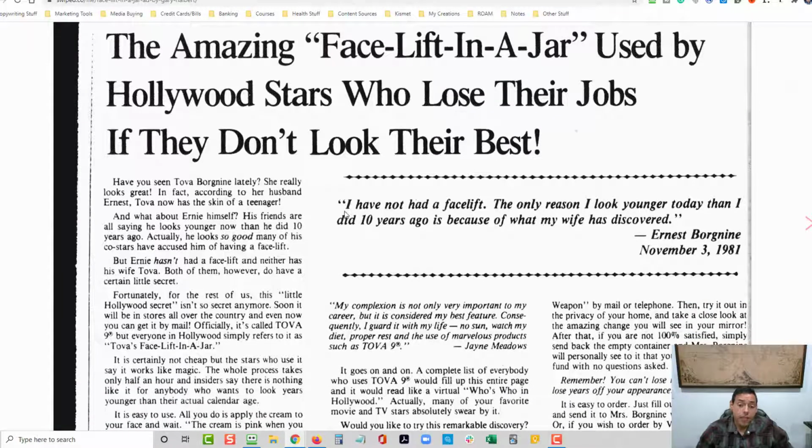But he basically says, I have not had a facelift. The only reason I look younger today than I did 10 years ago is because of what my wife has discovered. So, the word discovered, very strong copywriting power word. It's been around forever. Because when you discover something, it's like you chanced upon it. And it gives this hint that you're going to share this discovery.